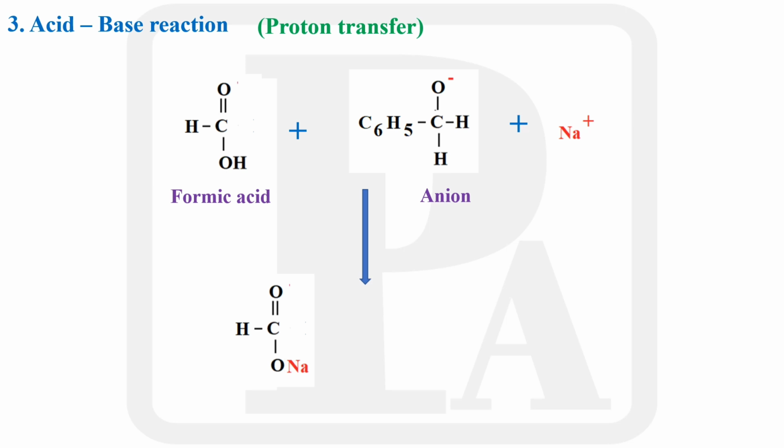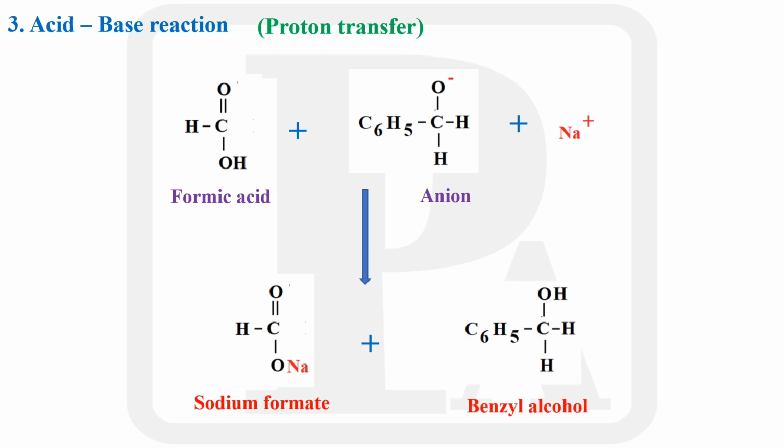Sodium is going to add with the formic acid and we are getting a sodium formate. That's why the hydrogen present here, no, that is going to add with this oxygen and we are getting a benzyl alcohol. So we are getting sodium formate, another one is benzyl alcohol. So these are the two products we got from this crossed Cannizzaro reaction.